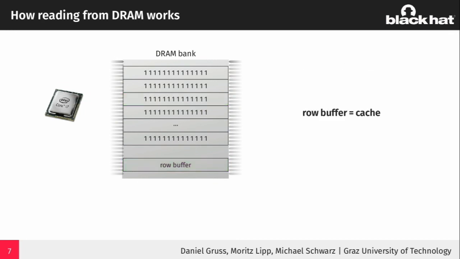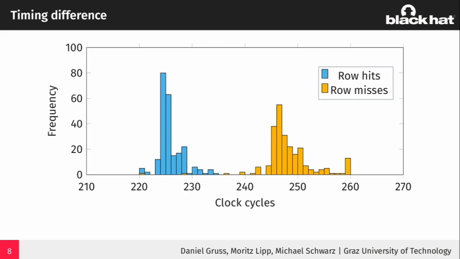So basically, the row buffer is a cache where you can store one row. And if you now have access to a high-resolution timer, you can actually time how long it takes to load an address, and we can distinguish the cases where we have a row hit and a row conflict, as we can see on this plot. So we can easily find the threshold in between, which allows us to distinguish between row hits and row conflicts.